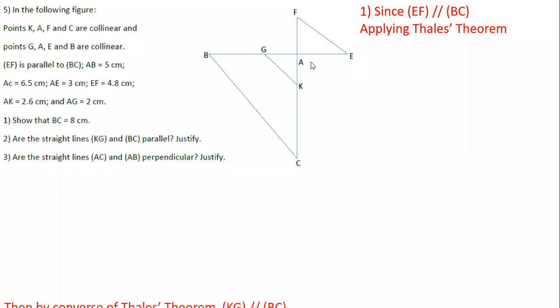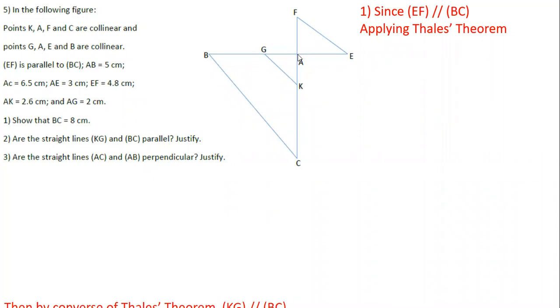Here, Reem, I have taken point E on AB to the right side, and I have taken point F on AC to the upward side. So here I have this small triangle and I have this big triangle. Why? Because these are the two parallel lines. So it's easy now to apply Thales.